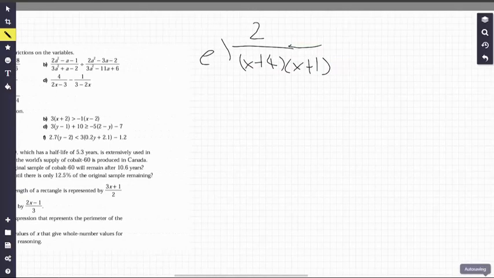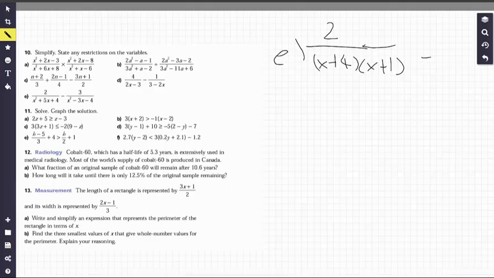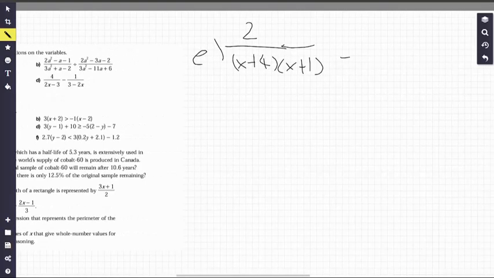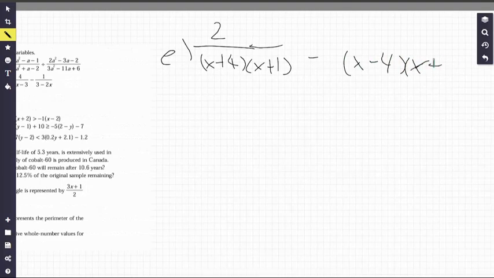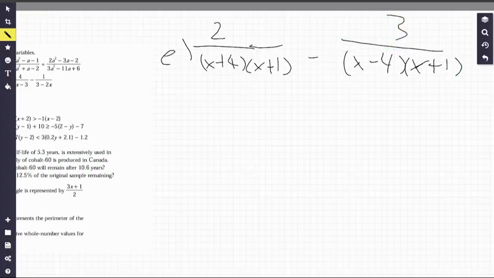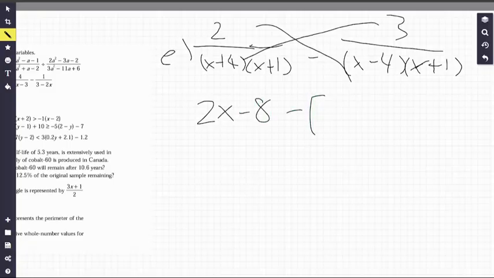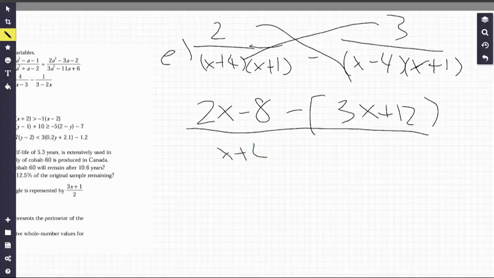And then minus, I can't see the question anymore. That's x minus 4, x plus 1, over 3, and now we just have to multiply this side by that and multiply that side by that. So now we'll have 2x minus 8 minus, remember to keep a bracket here, 3x plus 12. And this is going to be over x plus 4, x minus 4, x plus 1.